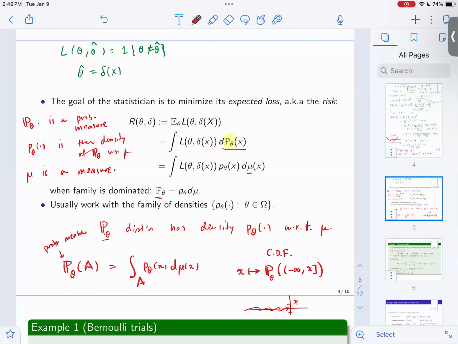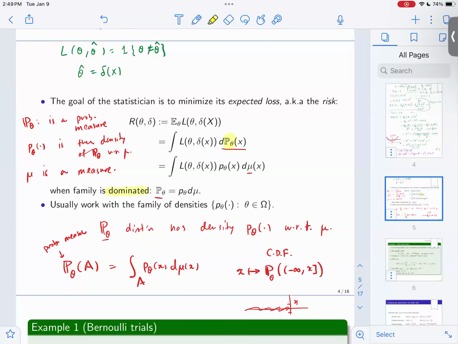What we need is that this measure does not depend on theta. This is called a dominated family. So this is a family of probability measures dominated by mu, which means that all of these have densities with respect to a fixed mu. That mu is an independent thing. Then I can sort of ignore this distinction, and I can just work with these densities. So we're working with dominated families.